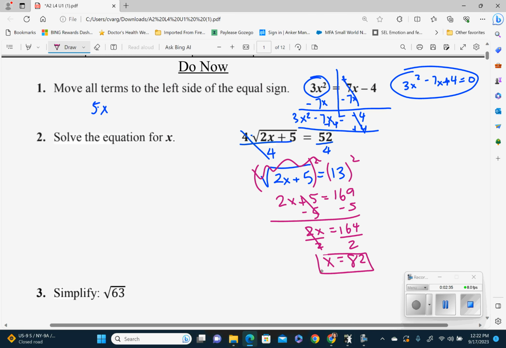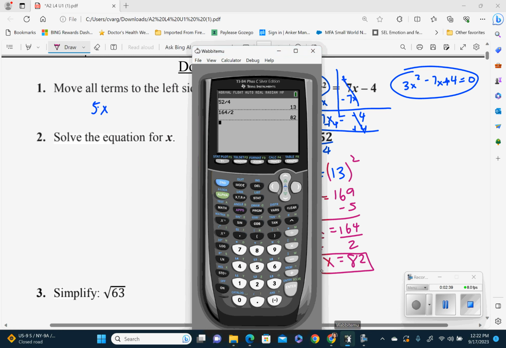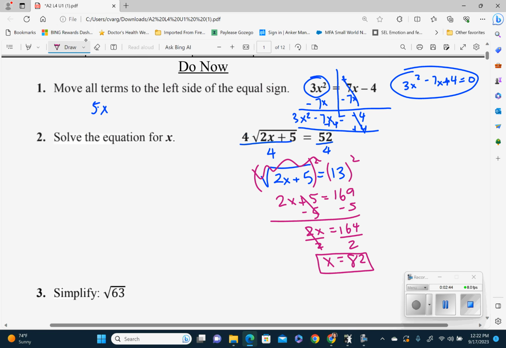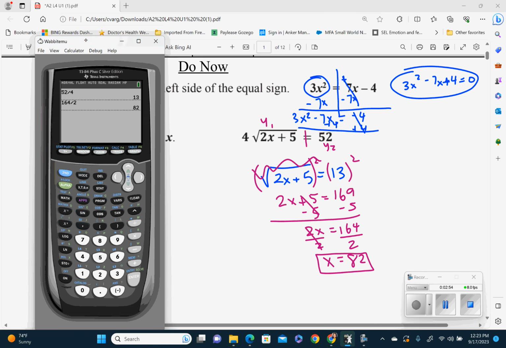Okay, so now to check it, we went through this in class. I just want to make sure that you are good with this. So to check it, we're going to go back to the original. So this is our original question, our original problem. And we're going to type that under y1. So this is going to be under y1, and whatever's on the right is going to be under y2. And I want to show you something.